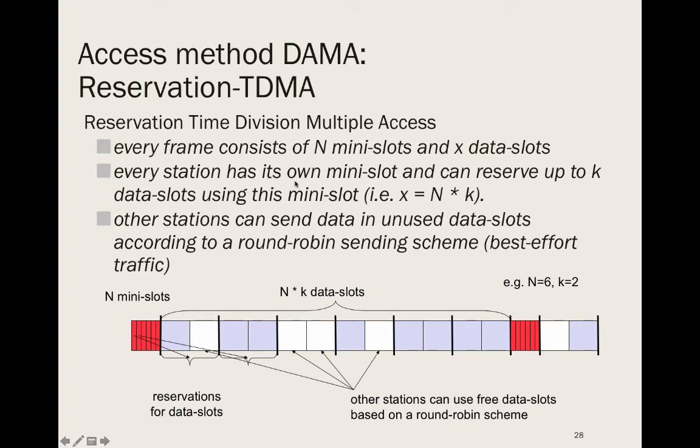Every station has its own mini slots, so this time the stations don't need to compete for the mini slots, and can reserve up to k data slots using these mini slots. So x is equal to n times k. In this example, you can see that there are 6 mini slots for each station, and the data slots are 2, or k is equal to 2. And each station can book up to k data slots. Other stations can send data in unused data slots according to the round-robin sending scheme, which is basically best effort traffic.